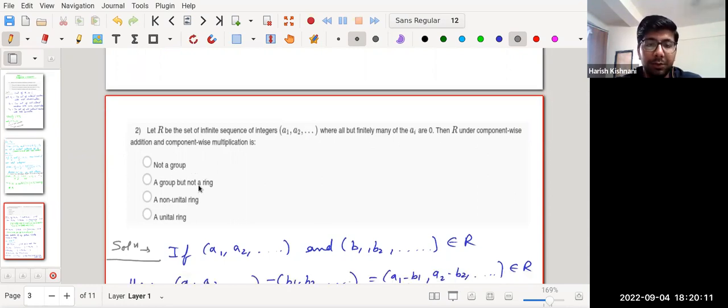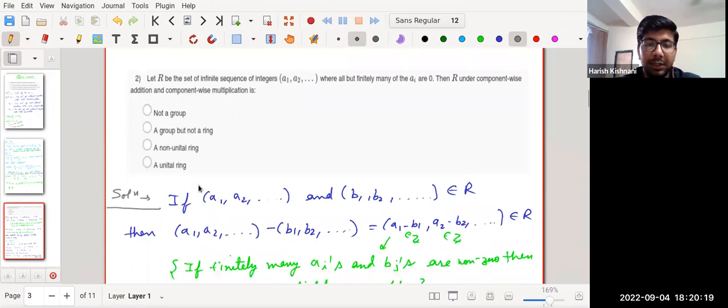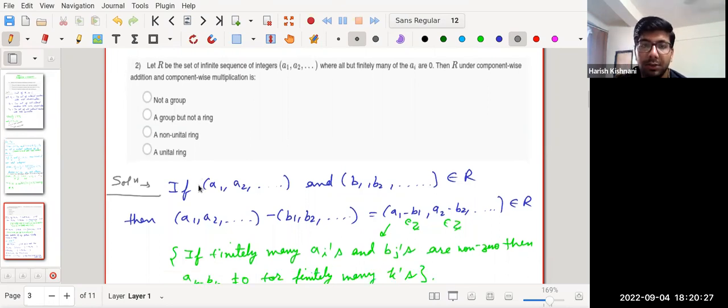If a1, a2, and so on, and b1, b2, and so on are two elements of R, then the difference of the two elements is a1 minus b1, a2 minus b2, and so on. I am directly writing minus without even establishing the existence of inverses. That's a problem. So let's first deal with the plus one. This is the addition operation, defined like this.